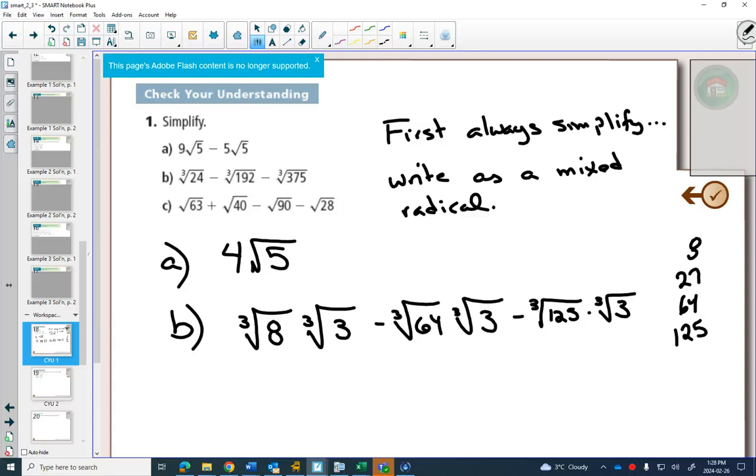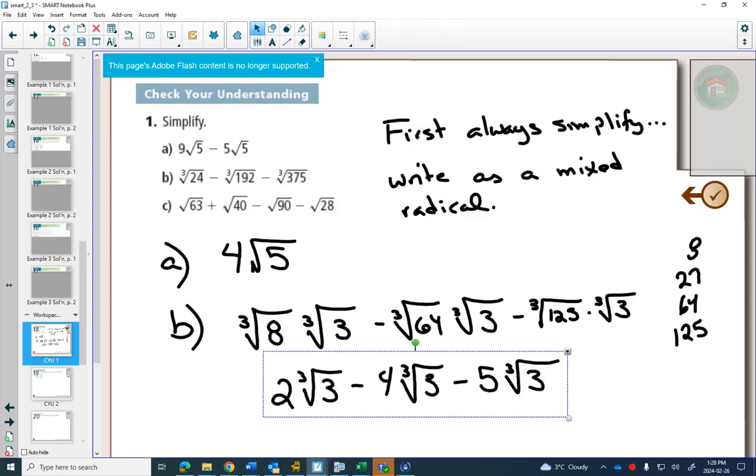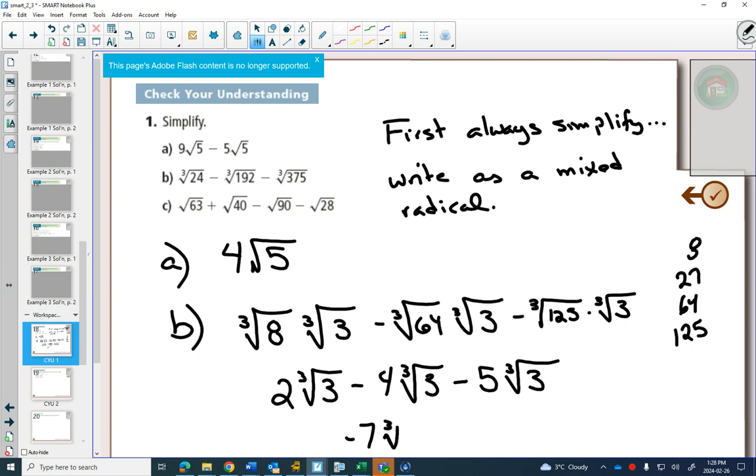I can simplify this. Cube root of 8, that's on my powers chart. That means I have 2 of them. Cube root of 64, that's 4 of them. And then cube root of 125, that's 5. And now we notice that they're all like radicals. They have the same index. They're all cube roots. They have the same radicand, that's the number inside. Is 3 inside each of these. So they're like terms. And it's as easy as having 2 minus 4 minus 5. Can you see that you would end up with negative 7 of them? So our final answer is negative 7 cube root of 3.